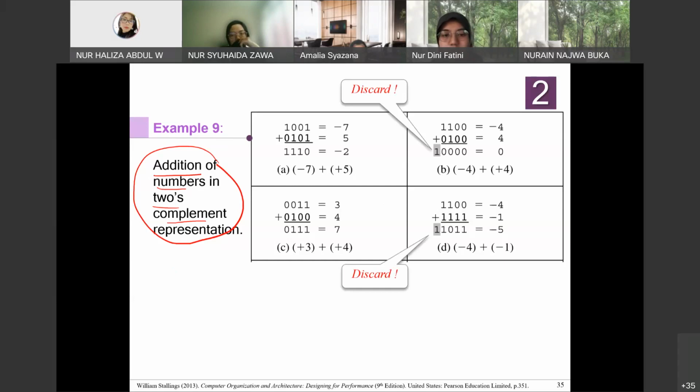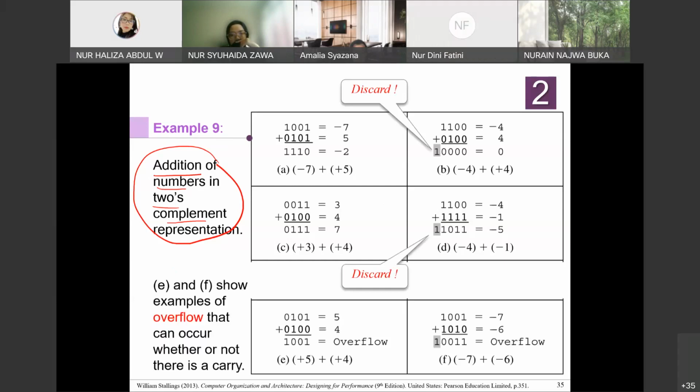You can see you have a discharge for the carry. In this example, you just discard it and you're going to get the correct answer. But in examples E and F here, examples of overflow can occur whether or not there is a carry. If you just discard this carry, you're going to get the error in the example.